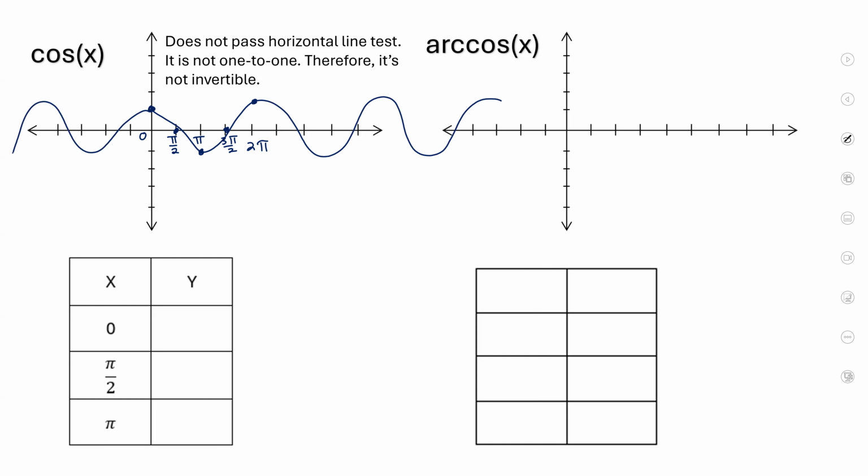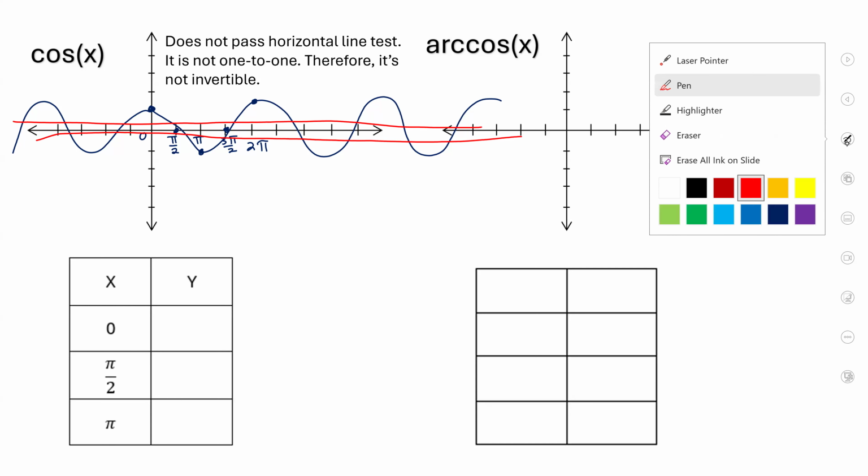All right, so we're going to be talking about the inverse of cosine. However, as it is, cosine does not pass the horizontal line test. When I draw a horizontal line, it crosses multiple times. It crosses more than once. If a function fails the horizontal line test, that means it's not invertible. That means you can't find the inverse.